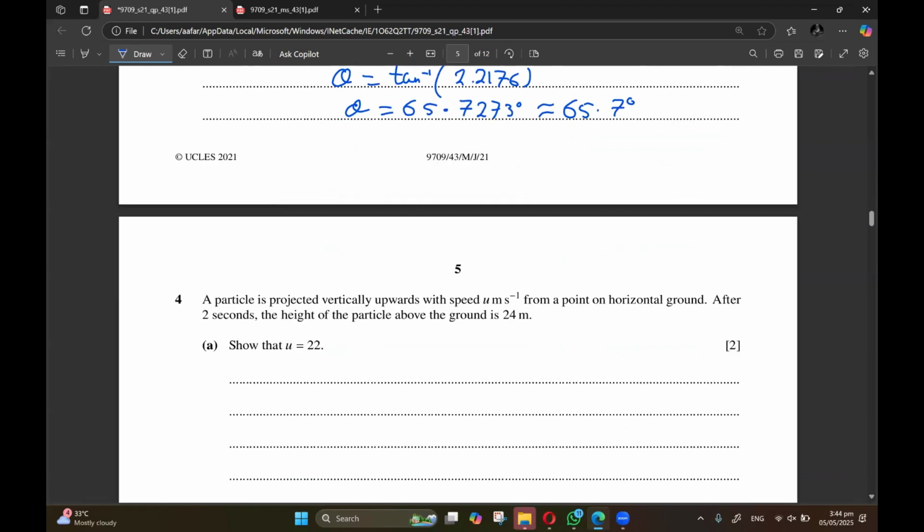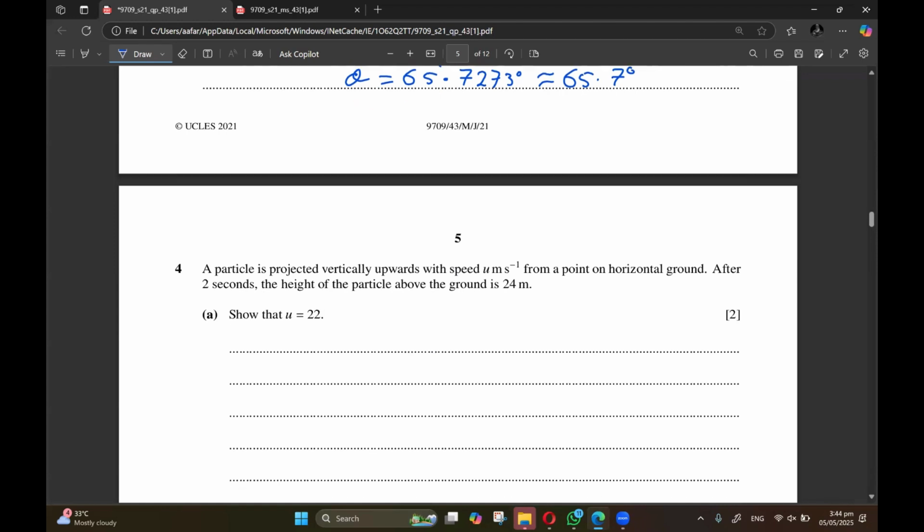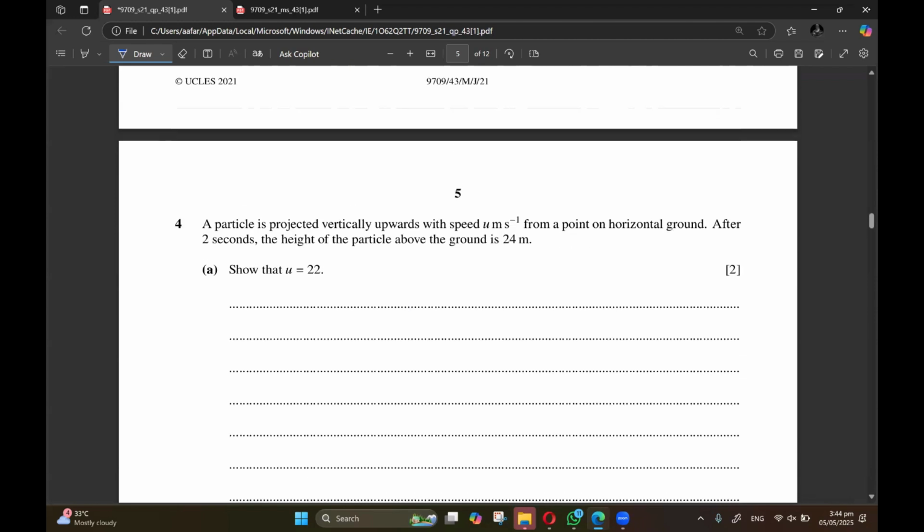Okay, question number 4. A particle is projected vertically upwards with speed u meters per second from a point on horizontal ground. After 2 seconds, the height of the particle above the ground is 24 meters. Show that u is equal to 22. Okay, it's very simple. So this is the ground, this is a particle projected with initial speed of u meters per second. And it reaches a height of 24 meters in t equal to 2.